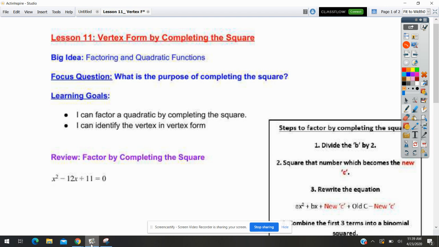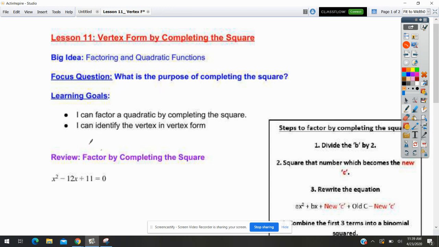Hi everyone, and welcome back to lesson 11, vertex form by completing the square. So our focus question today is, what is the purpose of completing the square? Our learning goals are something that we did in last lesson. I can factor a quadratic by completing the square.